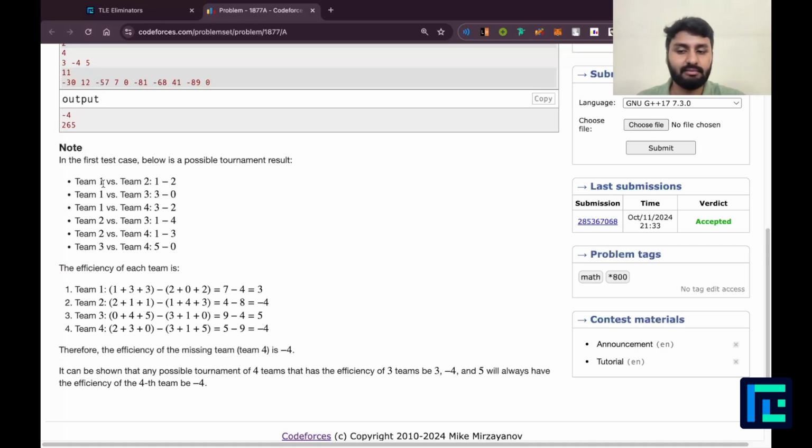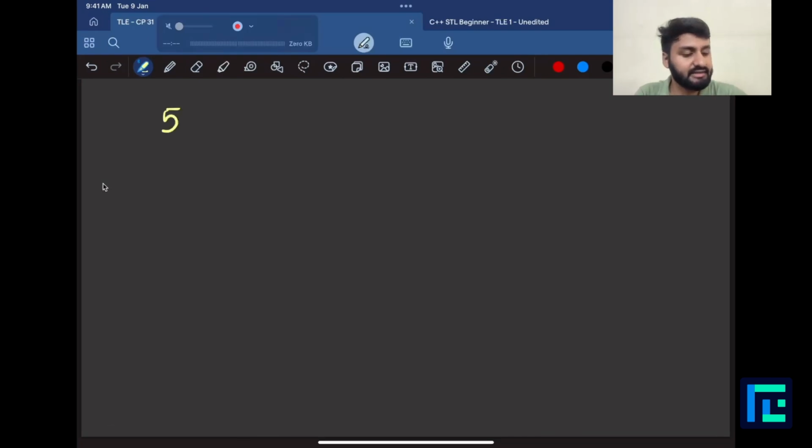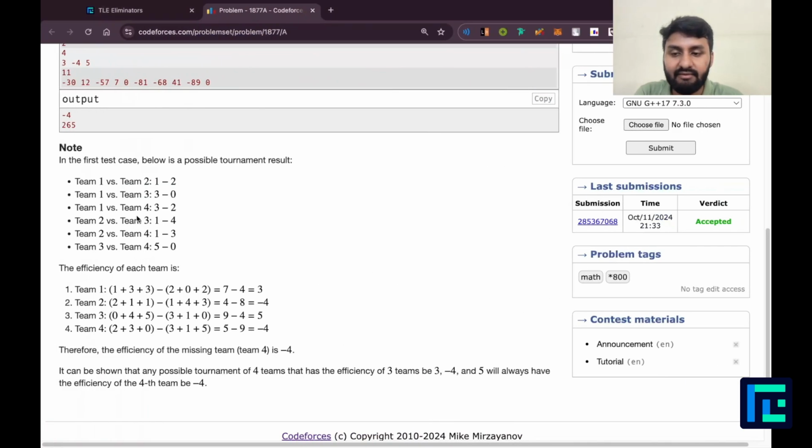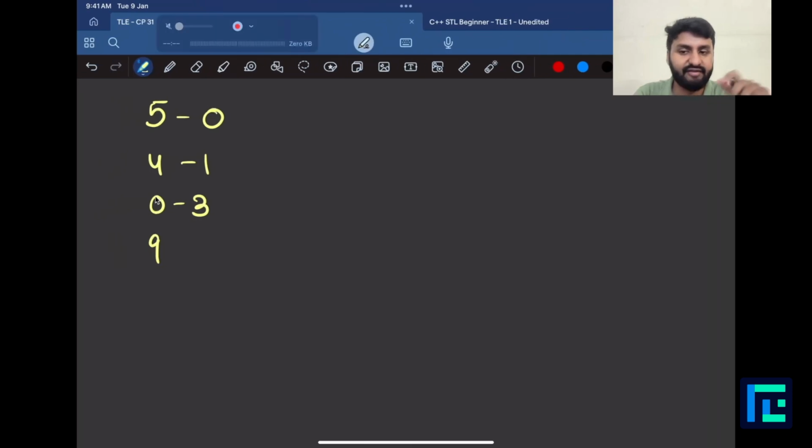Team 3 can be written something like this, that when team 3 with team 4 fights, this is 5-0. Now team 3 with team 2 would have fought, this is 1-4, but I will write this as 4-1 because I'm talking about team 3 first. And then when team 3 and team 1 fought, this is 3-0, but I would write this as 0-3 because this is the perspective of team 3 now. When I add the left hand side of the column, okay, I'll change the page over here, 5-0, 4-1, 0-3.